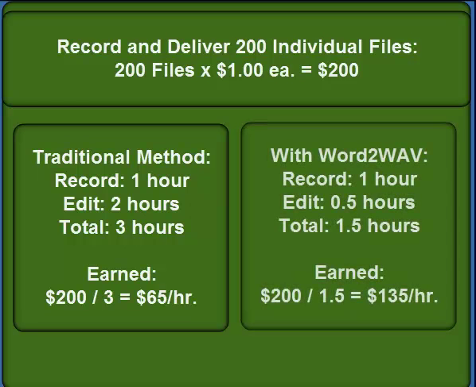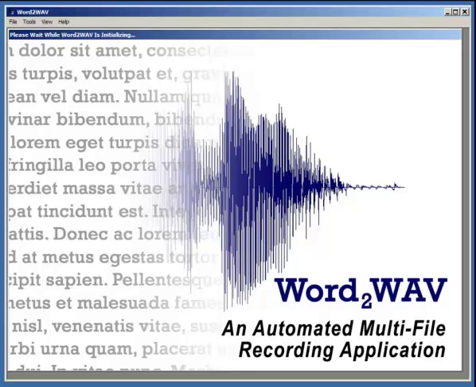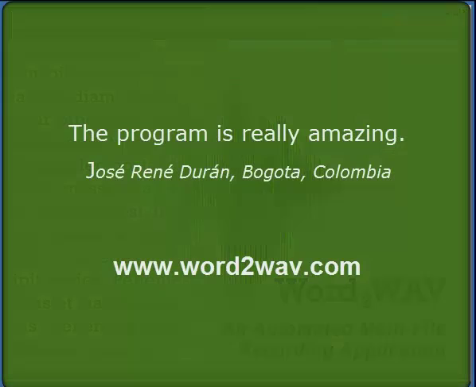But if you can reduce the processing time to 30 minutes, thus spending 1 hour and a half total, you end up with $200 divided by 1.5 equals $135 per hour, over twice as much. Same job, but a greatly different return. This is what Word2WAV allows you to do.